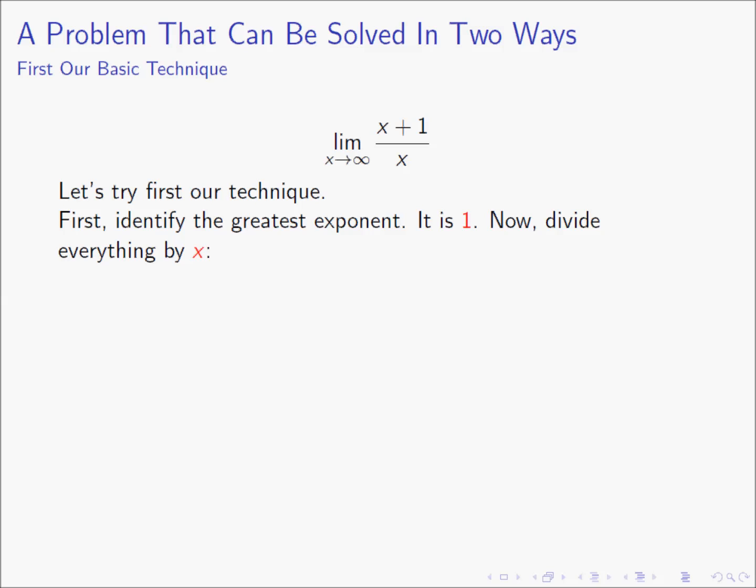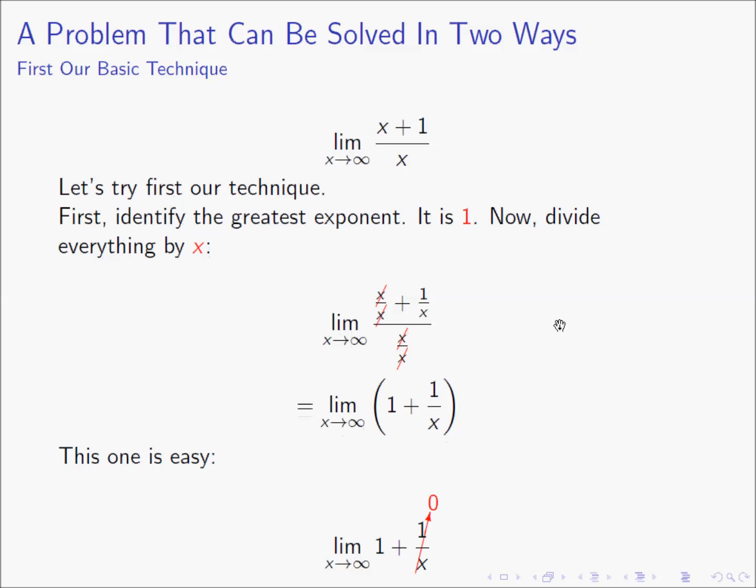If we do this in this case, we get this expression. And then we can cancel out the x over here, and we get this limit. Now this limit is very easy to solve because the 1 over x approaches 0 when x approaches infinity. So this limit equals 1.